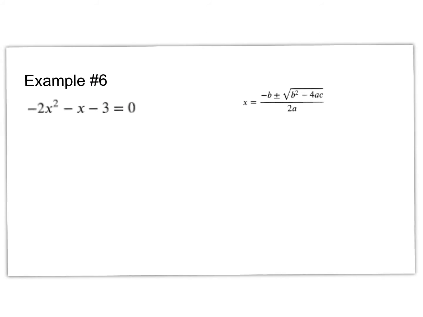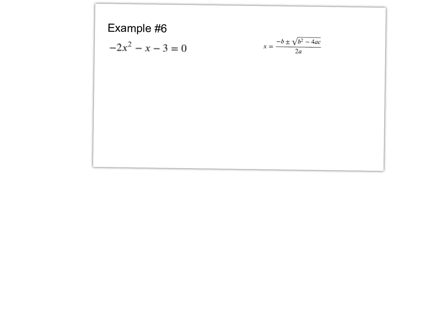All right, let's take a look at this next one. Again, we've got a lot more work here. First things first: does one side of this equal 0? The answer is yes. So now we can get our A's, B's, and C's. The negative 2 is my A. Since I can't see the number here, there's a 1 here, so the negative 1 is my B. And negative 3 is my C.